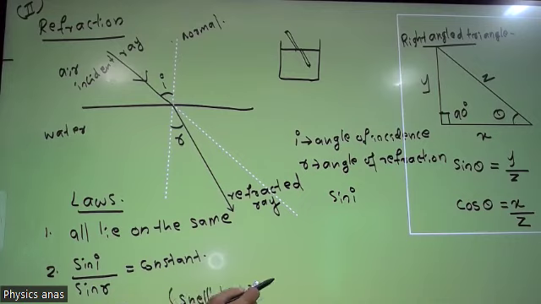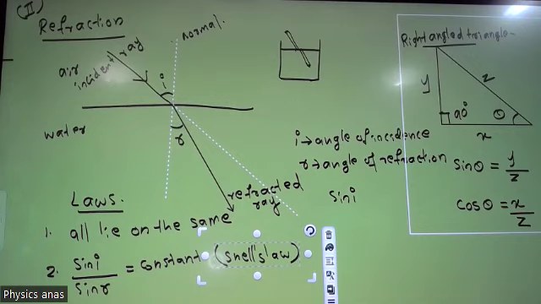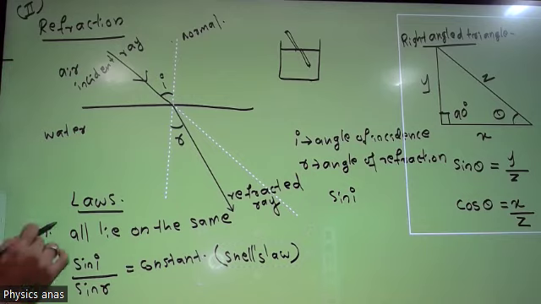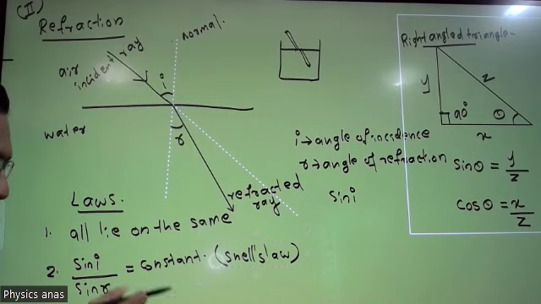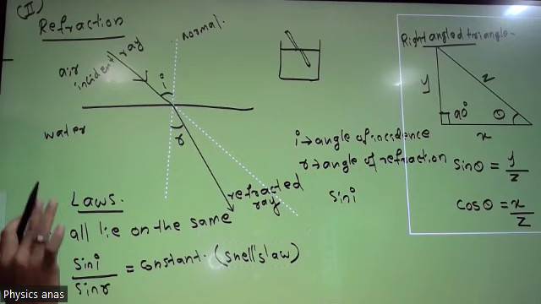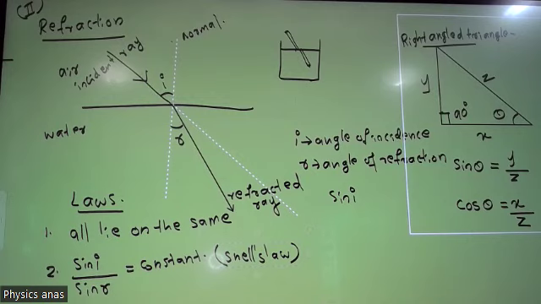Sorry. This is Snell's law. And again, how can you convert it into words? The ratio of sine of angle of incidence to sine of angle of refraction will be a constant. That's the second law of refraction.